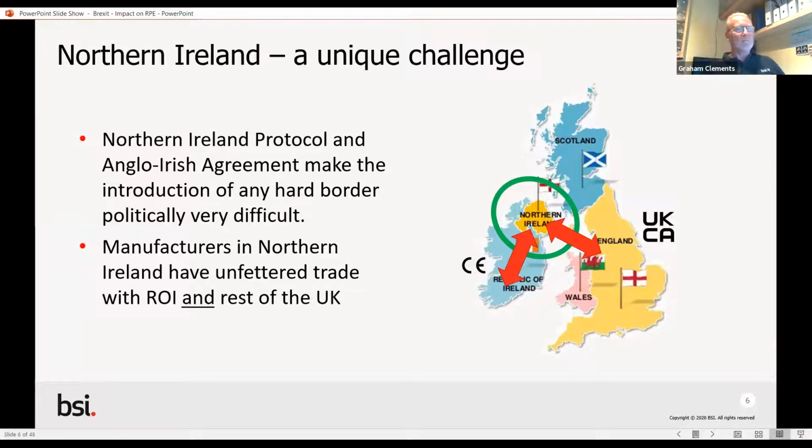Northern Ireland presented us with a problem. It has an open border with the Republic of Ireland, but it has a sea border with the rest of the UK. So there was the Northern Ireland Protocol, which came through as a way of dealing with that problem, because they didn't want to put a hard border in place between Ireland and Northern Ireland. So manufacturers in Northern Ireland still have unfettered access with the Republic of Ireland, and theoretically the rest of the UK, although we're having issues, I think, in actually agreeing how unfettered that access is across the Irish Sea to the rest of the UK at the moment, but hopefully we can get that resolved.